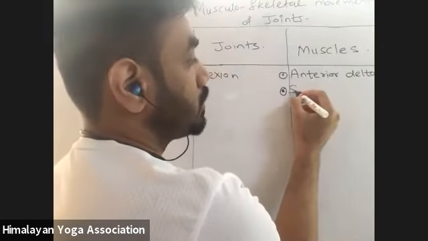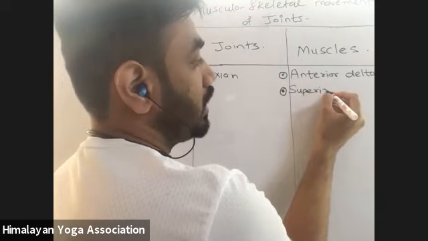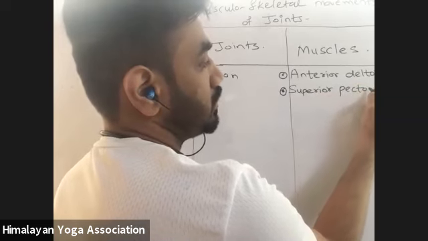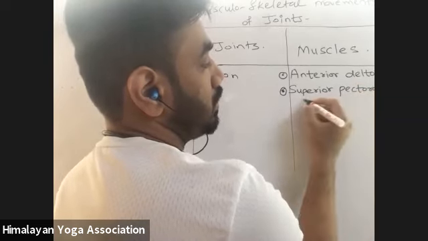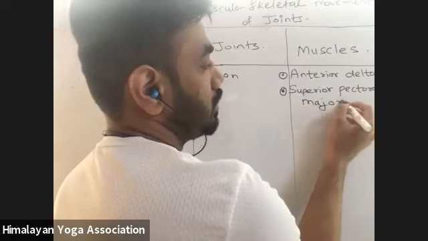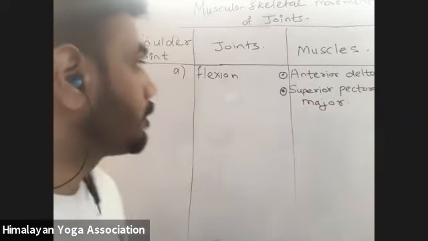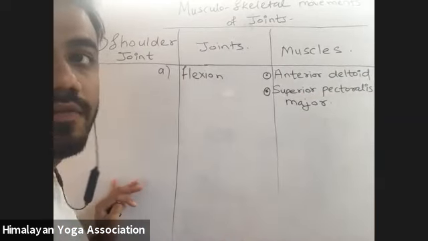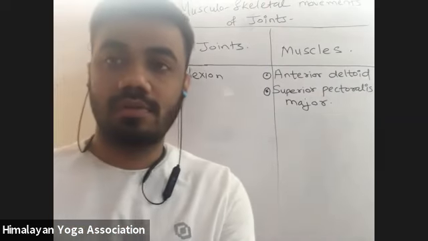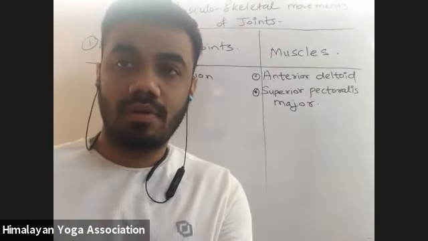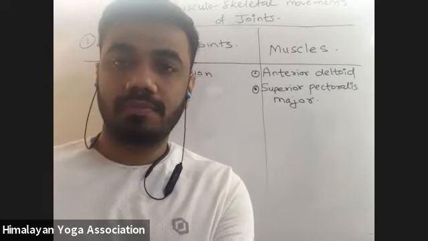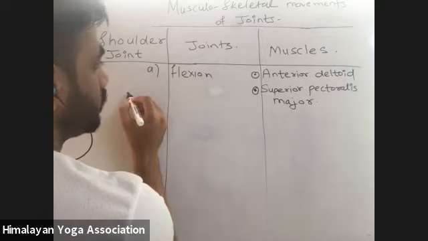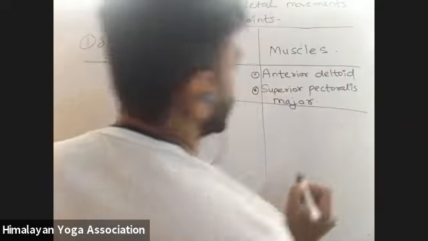And the superior region of the pectoralis major muscle. Superior region of the pectoralis major muscle. Is it visible? Yes, all okay. So this is your first flexion movement of the shoulder.